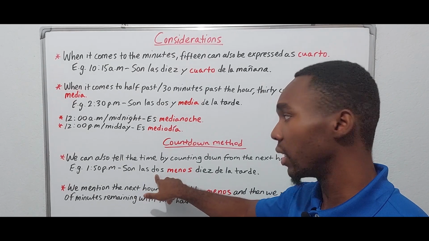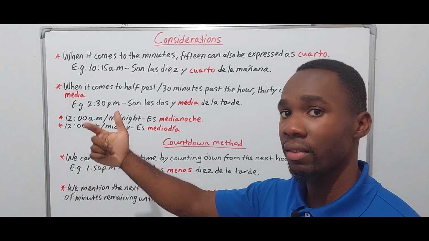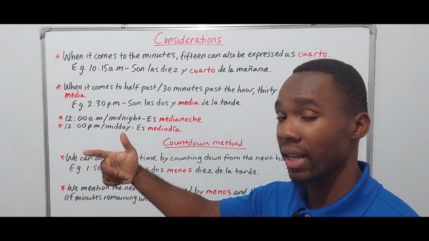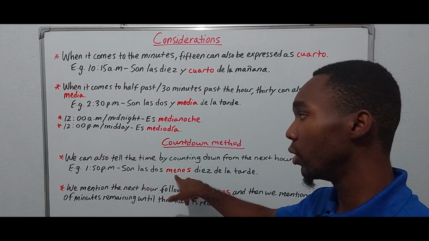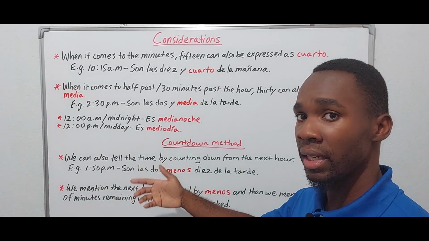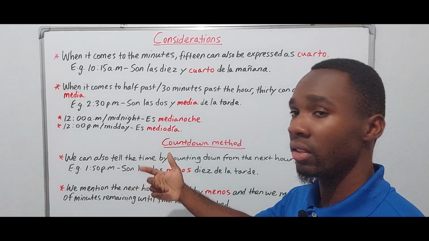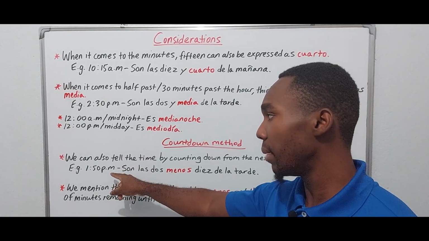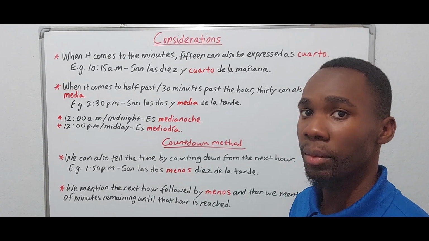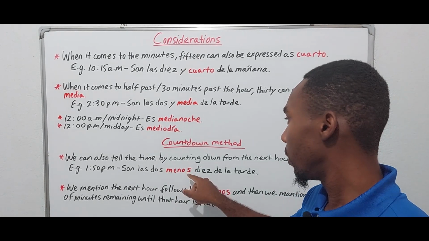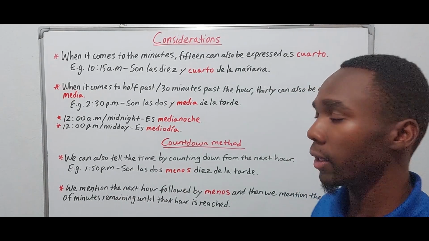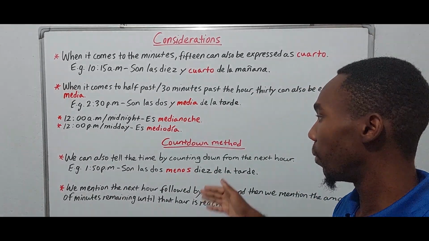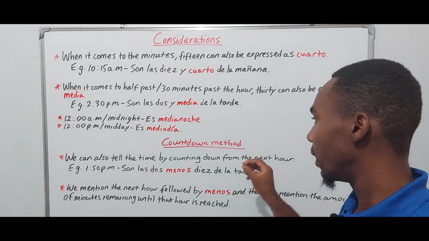Son las dos, because 2 is the hour that is up, that is next. And as I said, we put the word menos. So how many minutes remain until 2 o'clock is reached? 10 minutes. So this is why I say you have to know your math, right? Menos 10 de la tarde, because it's afternoon, right? So son las 2 menos 10 de la tarde.